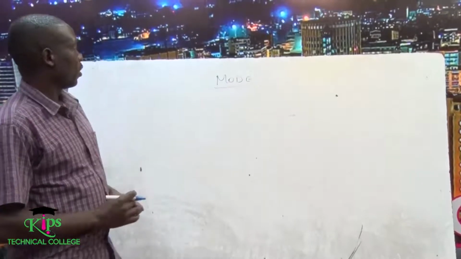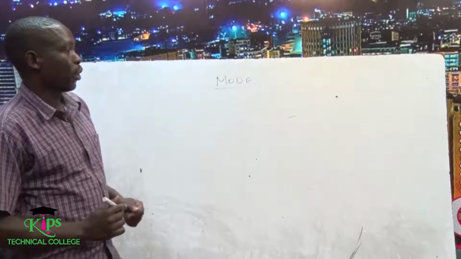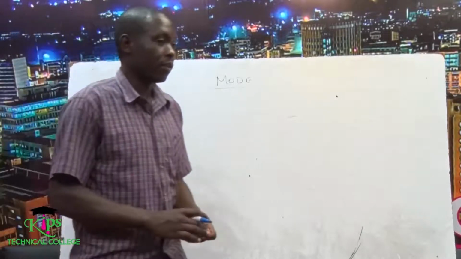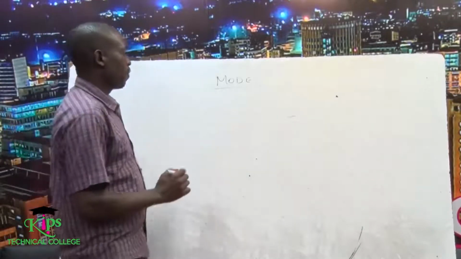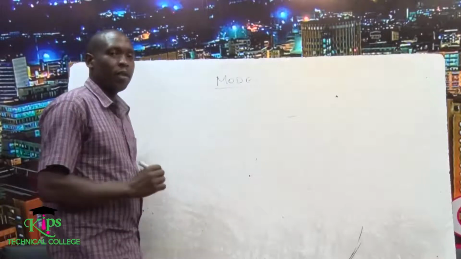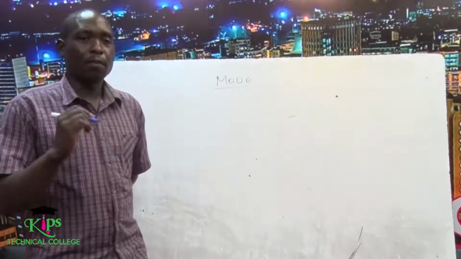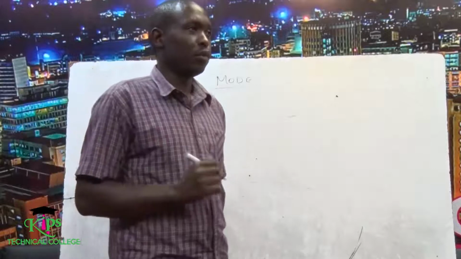Yes, class. Today, let us look at the mode as the last measure of central tendency. The mode is the value or the figure that is the most repeated in a distribution.